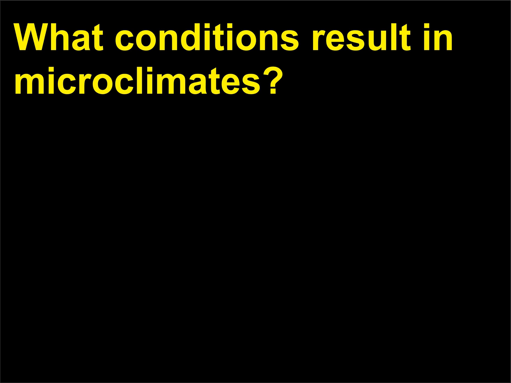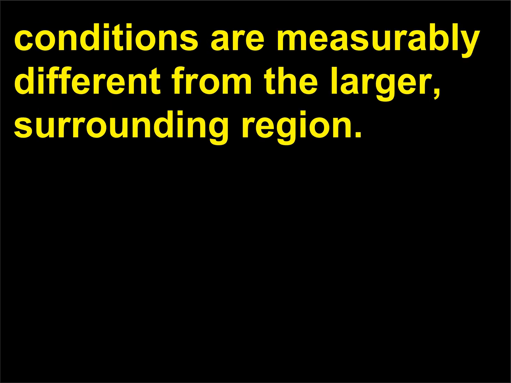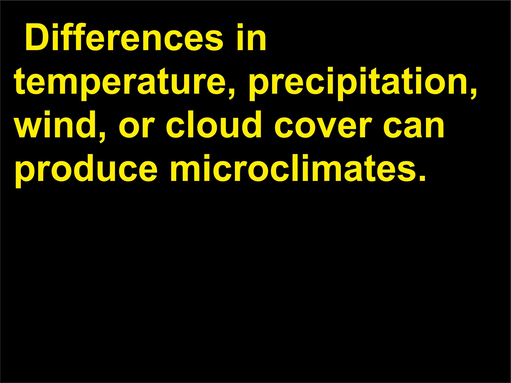What conditions result in microclimates? Microclimates are small-scale regions where the average weather conditions are measurably different from the larger, surrounding region. Differences in temperature, precipitation, wind, or cloud cover can produce microclimates.